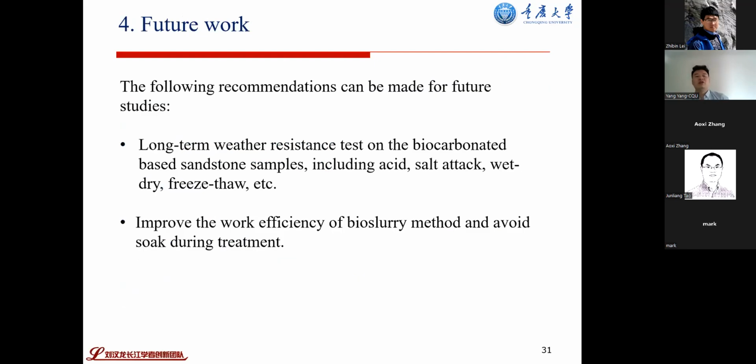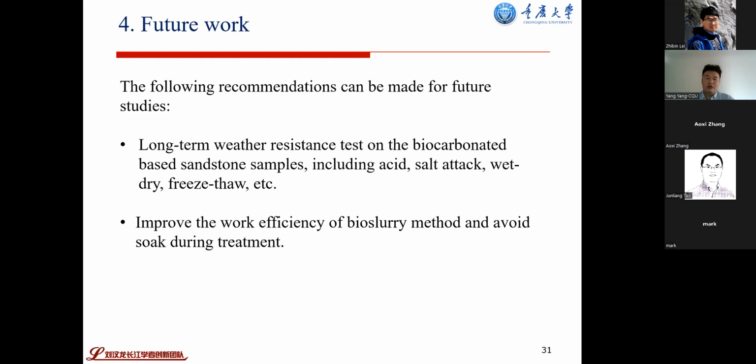And the following recommendations can be made for future study. The first is the long-term weather resistance test. I have done 1 year, but I think I need more time before it can be applied.